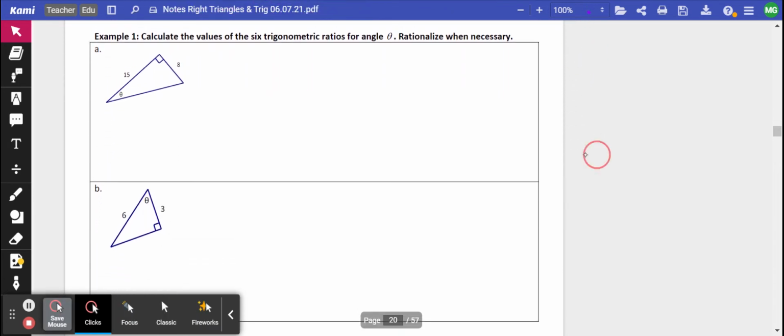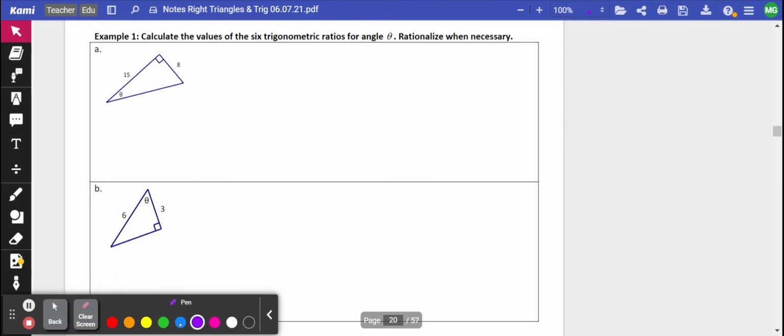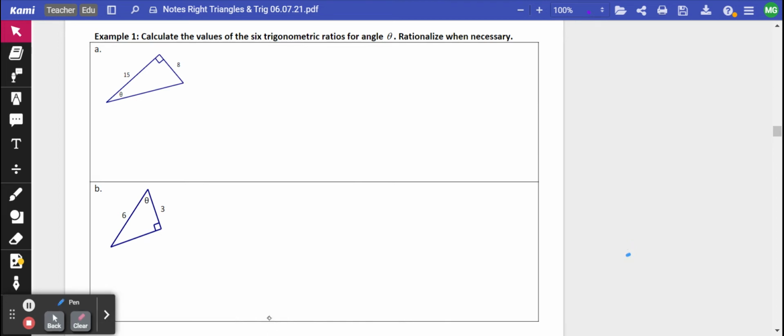What I'm asking you to do here is, let me get my pen, we'll go for blue. Okay, what I'm asking you to do here is calculate all 6 trig ratios for theta. So the first thing I would tell you is that if theta is here, no matter what, this is the hypotenuse, right? So I'm going to label that hypotenuse. And if this is theta, the side that's attached to it that's not the hypotenuse is the adjacent side. And the side on the opposite is the opposite side.